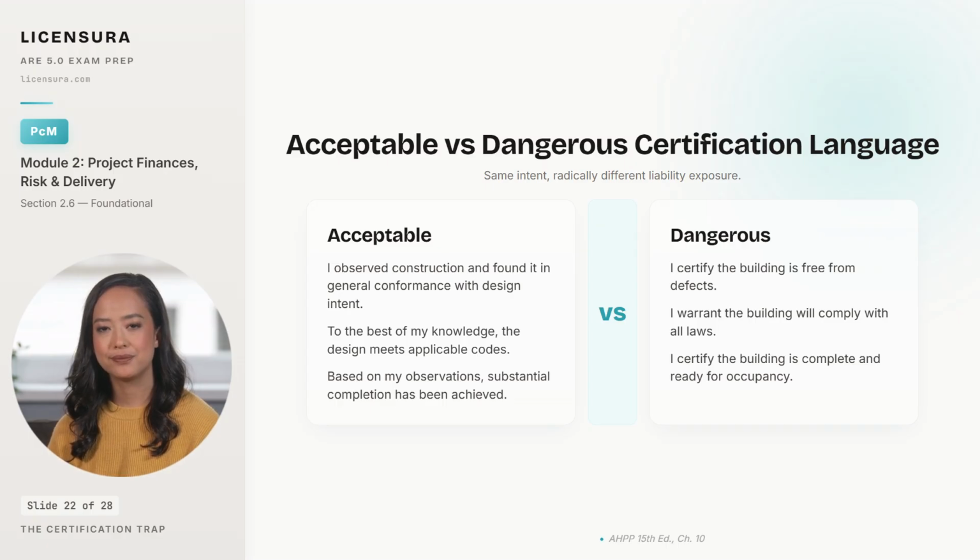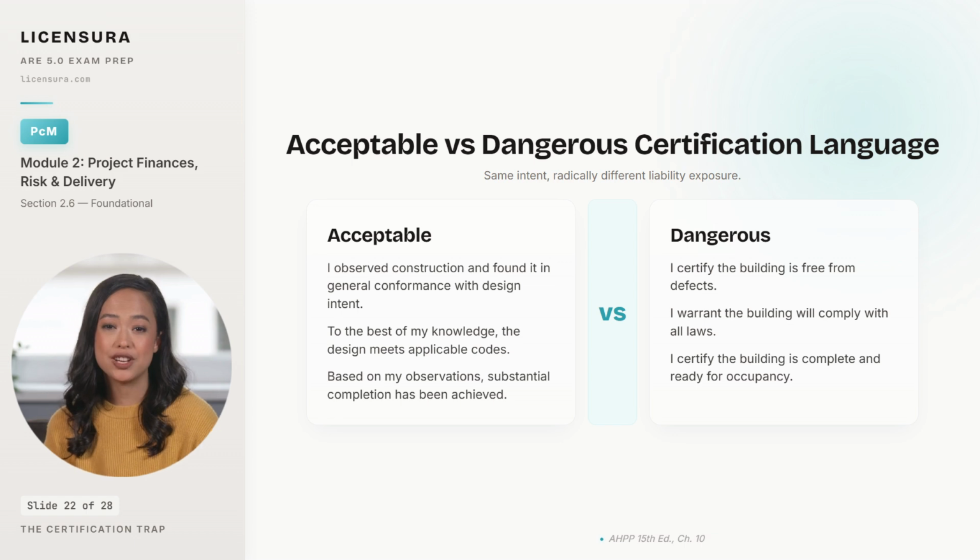On the acceptable side, I observed construction and found it in general conformance with design intent. That describes what you did and what you found, the legal threshold under standard of care. On the dangerous side, I certify the building is free from defects. You cannot certify that. No architect can. And if you sign that language and a defect later appears, the contract created the liability. To the best of my knowledge, the design meets applicable codes is honest, defensible, and preserves your insurance coverage. I warrant the building will comply with all laws is a guarantee no insurance policy in the country will cover.